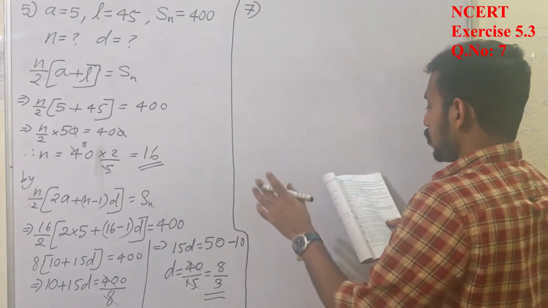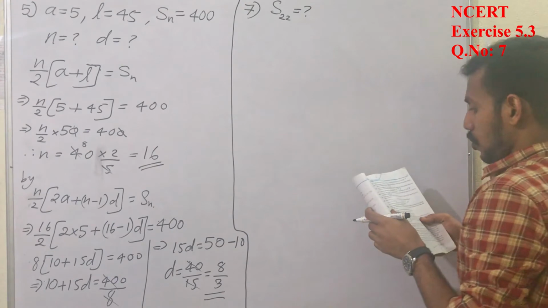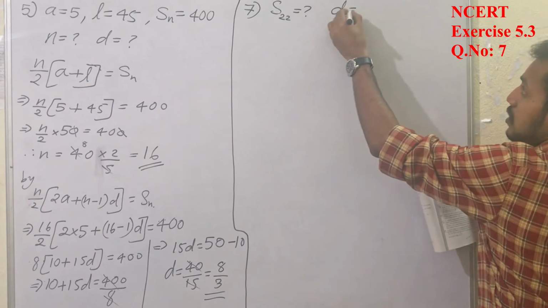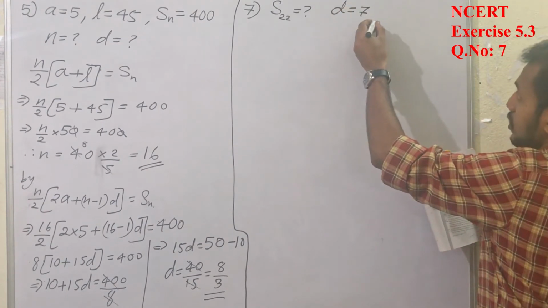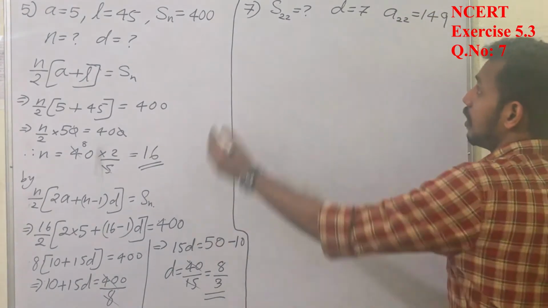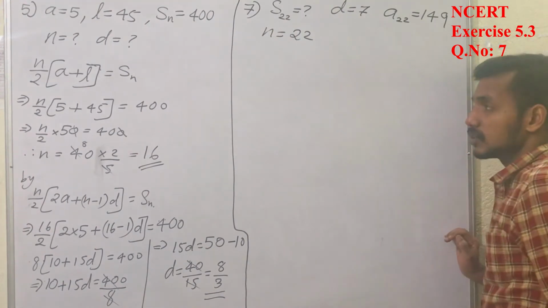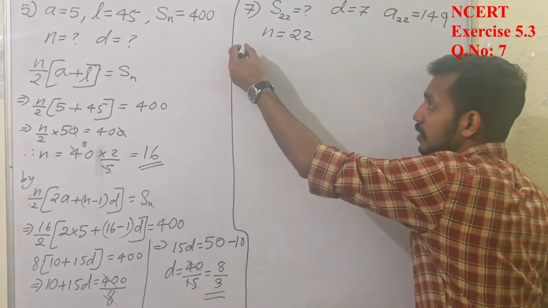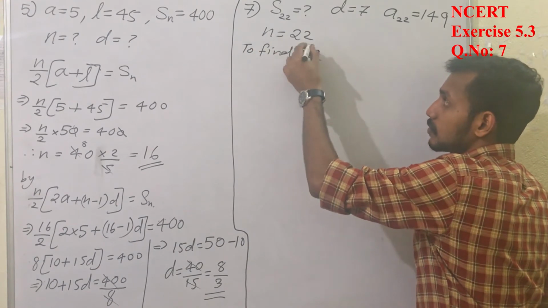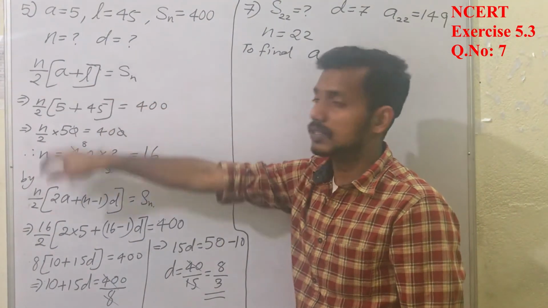Question number 7. Find the sum of first 22 terms. S22 we have to find it. Of an AP in which d is equal to 7. Common difference is given and 22nd term a22 is 149. This is given in the question. And what is n? n is equal to 22, because we need to find the sum of 22 terms. But we need to find the first term. First term is mandatory in both formulas. Okay, without first term we cannot find.